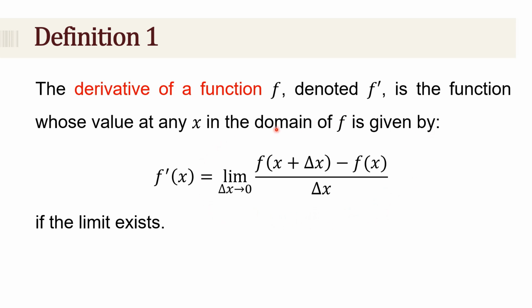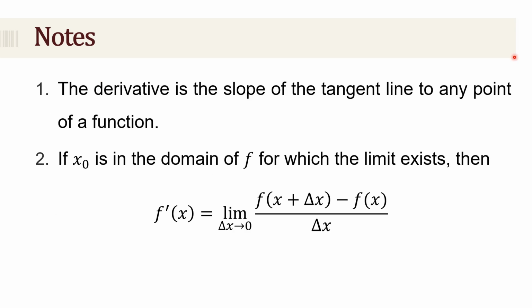So, in our previous lessons, this is actually the slope of the tangent line to the curve. And here, this is now defined as the derivative of a function f at any x in the domain of f. Note that the derivative is the slope of the tangent line to any point of a function.